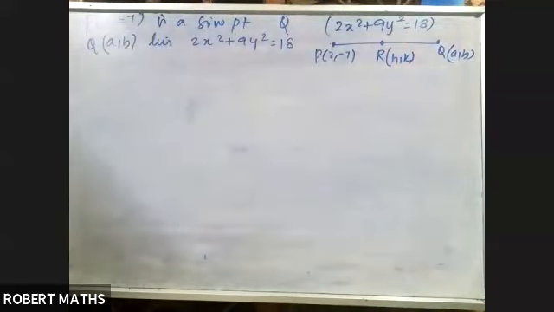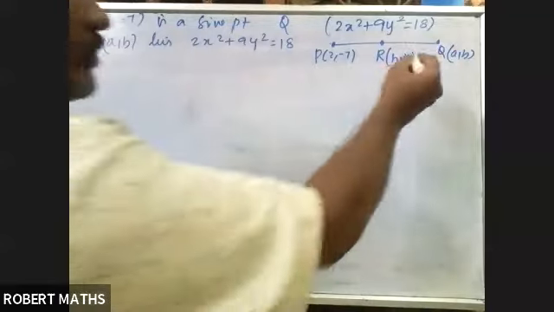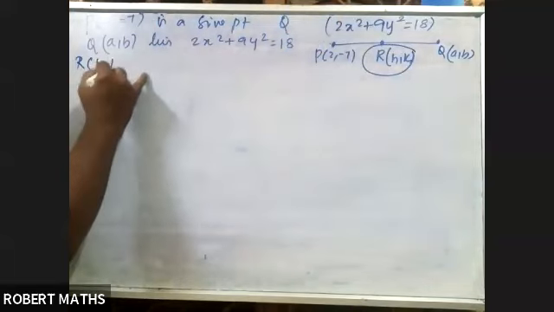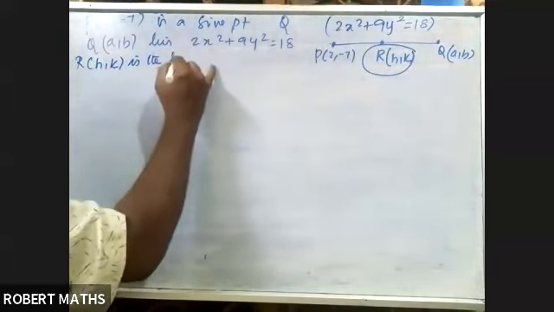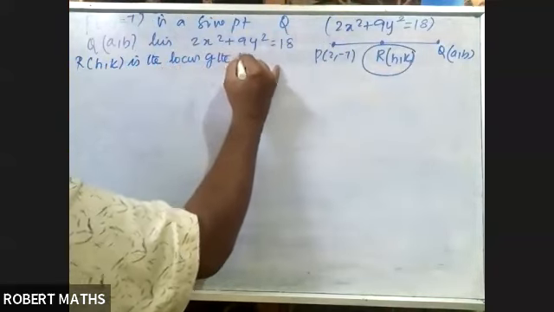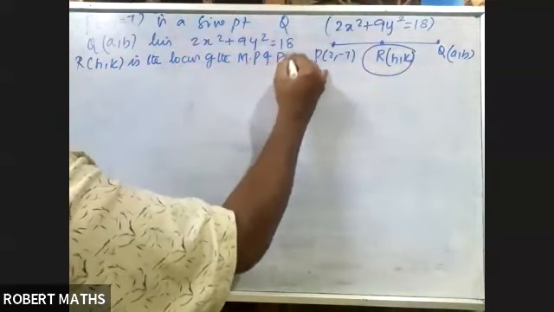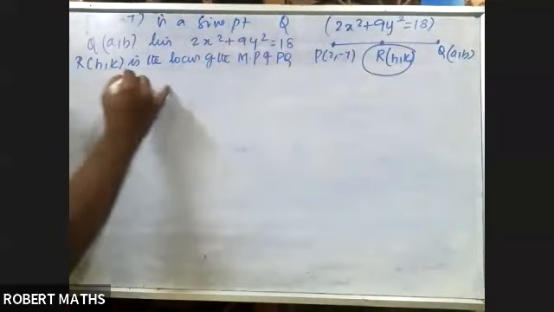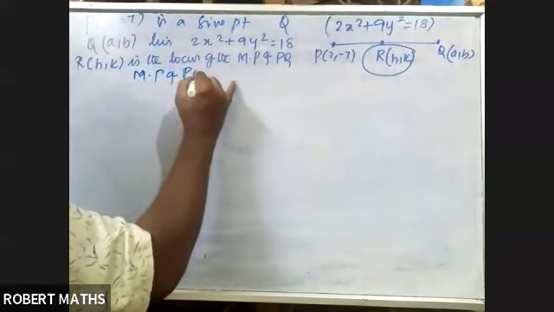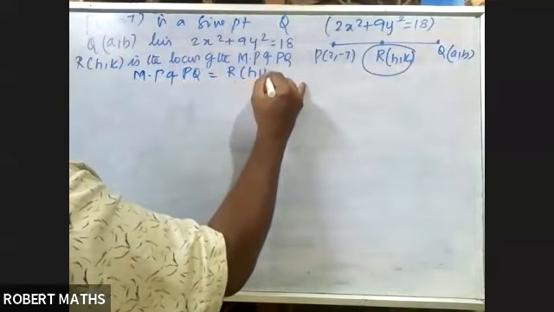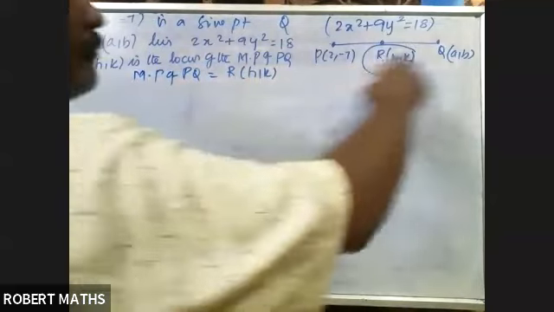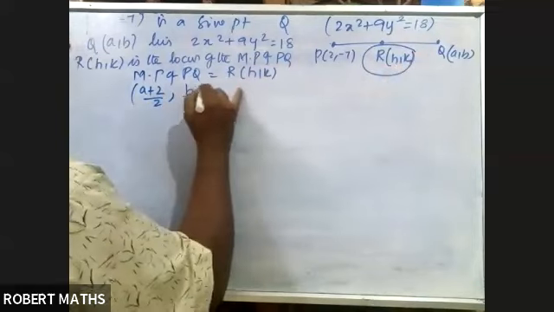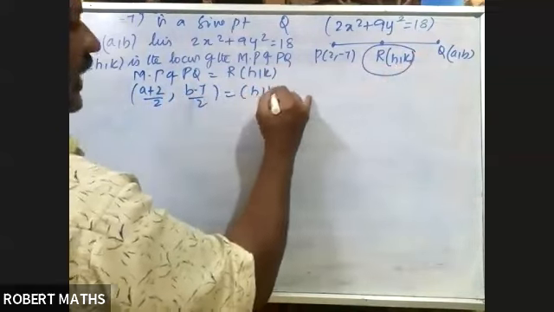Look, the equation of the locus of the midpoint of PQ. So I have to take the midpoint R as h comma k. Let R of h comma k be the locus of the midpoint of PQ. So now you have to find out the midpoint of PQ. Using the midpoint formula, I can write this as a plus 2 by 2 comma b minus 7 by 2, which equals h comma k.